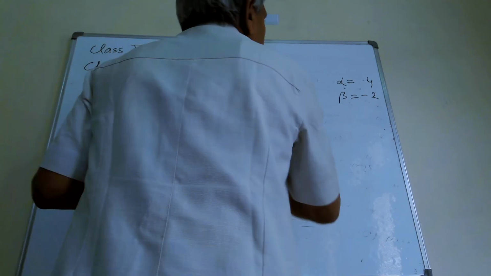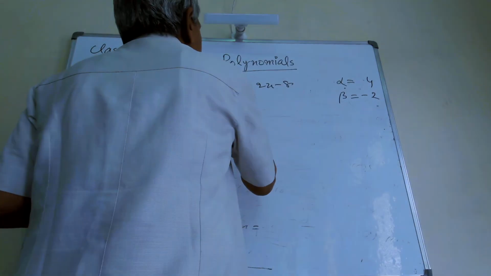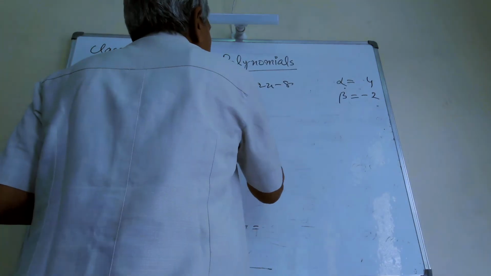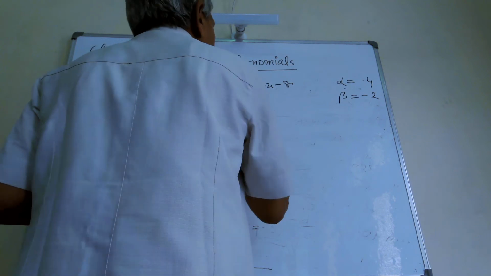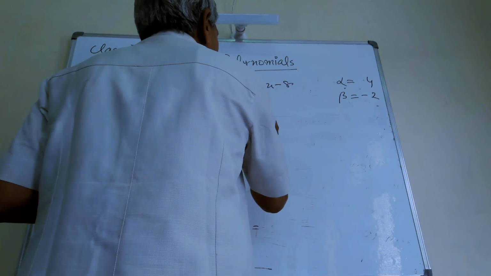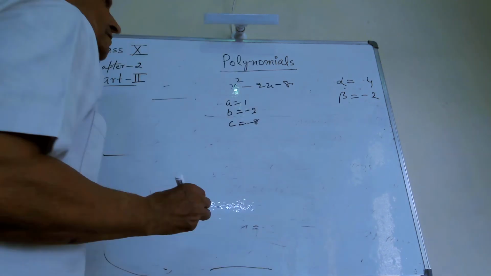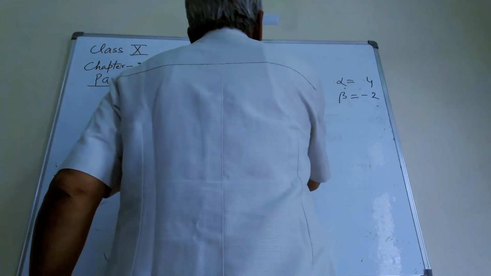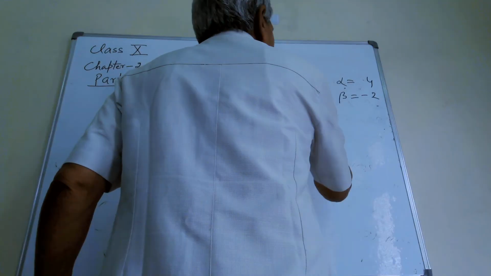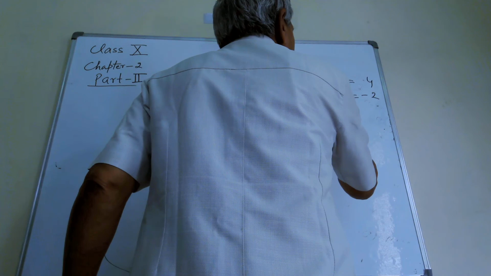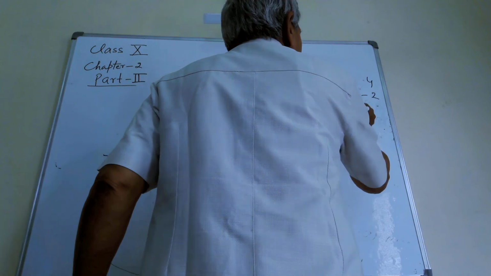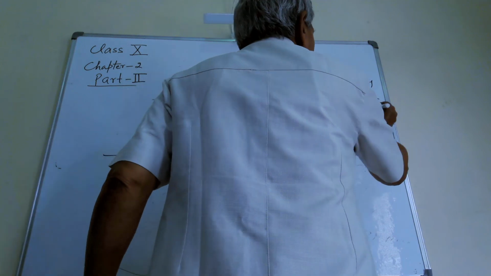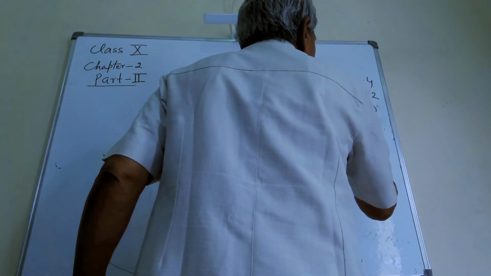Now take here a is equal to 1, b is equal to minus 2, and c is equal to minus 8, and find alpha plus beta. Alpha plus beta is equal to 4 plus minus 2, which is 4 minus 2, which is equal to 2.